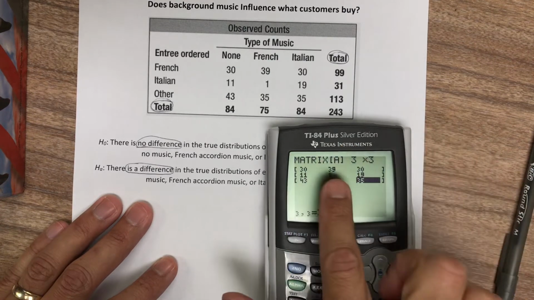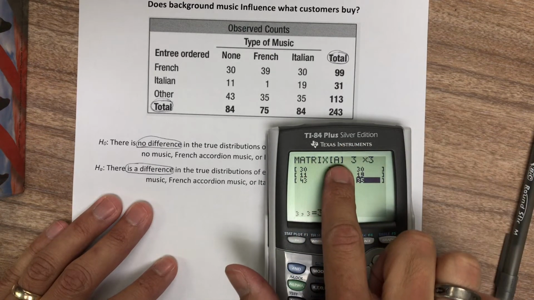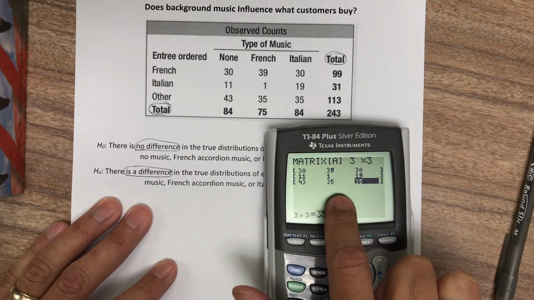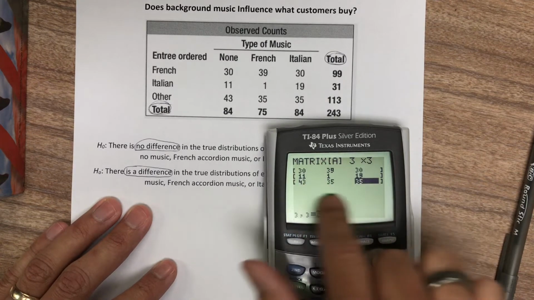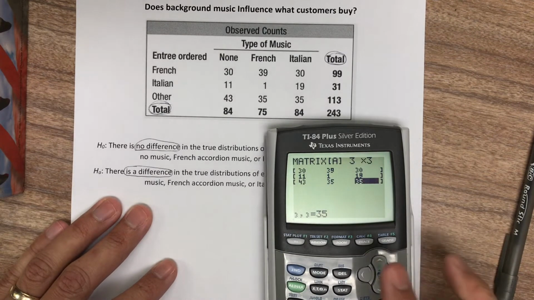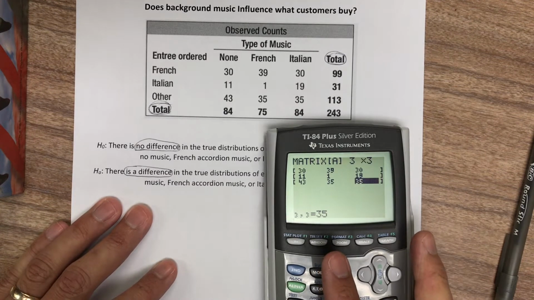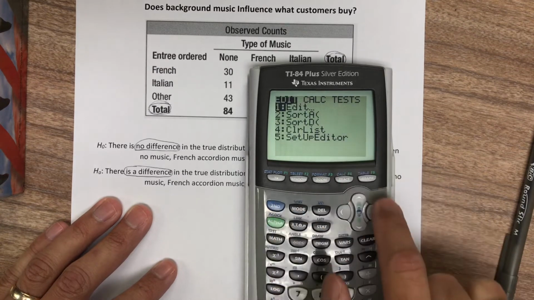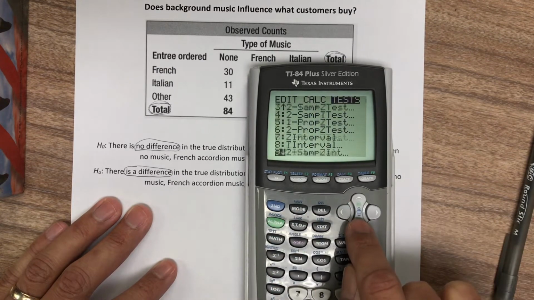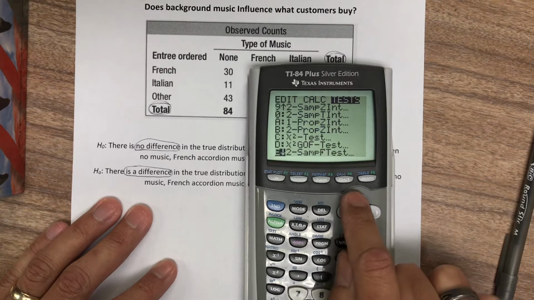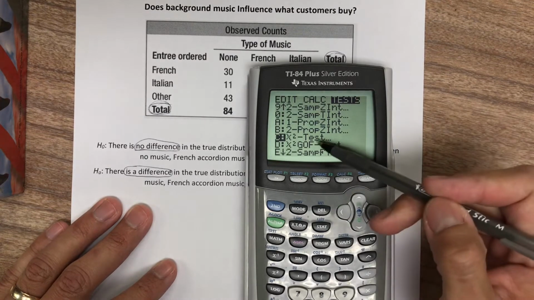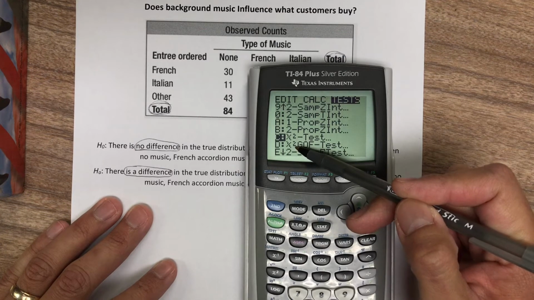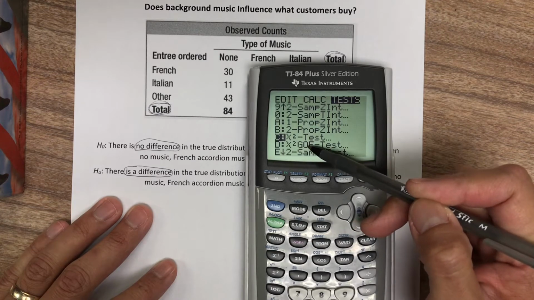Once you have the matrix, this matrix is stored in matrix A. You have to remember, these are your observed counts. From the data, we got these numbers from the survey. So the next step is you are going to do the chi-square test. We go to the test function, go to the right side, and go all the way down to chi-square test. Now remember that we have two types of chi-square test. We have the regular chi-square test, and the second one is chi-square GOF, which is goodness of fit.